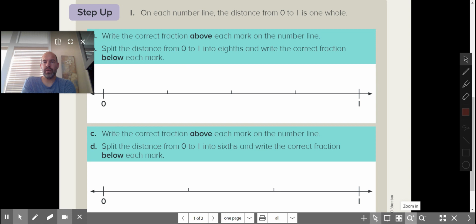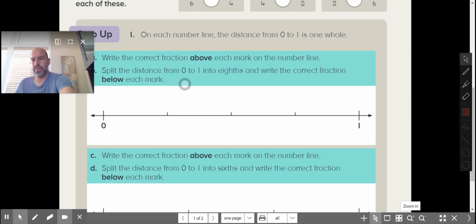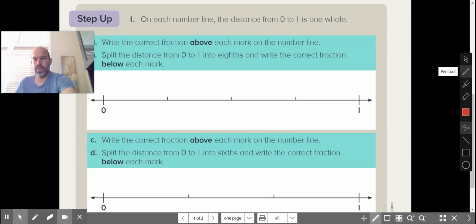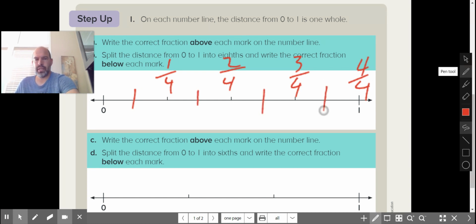All right, so the first thing we're going to do is write what fraction the lines are above the number line. Then you're going to divide it into eighths. All right, so for example, let's see here. Hang on, let me get into my pen mode. This would be 1/4, 2/4, 3/4, and 4/4.